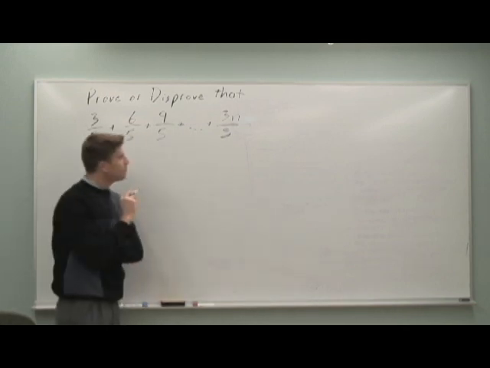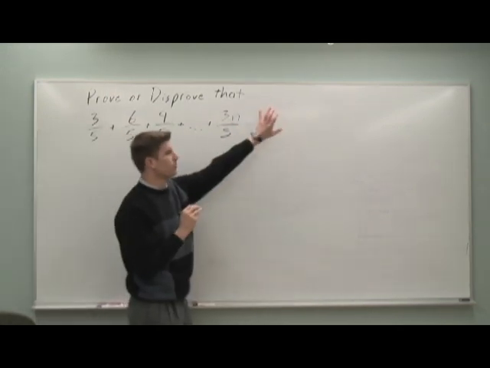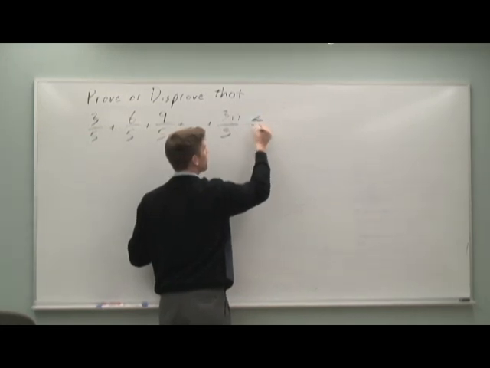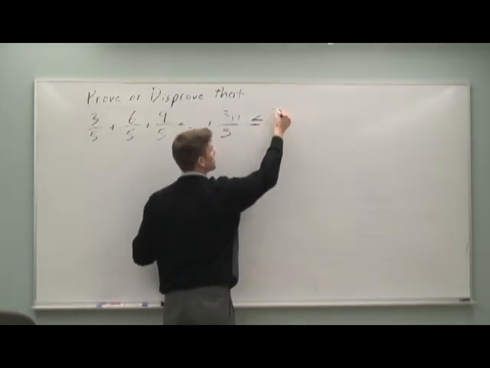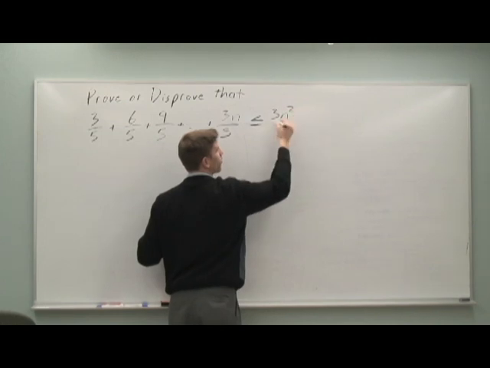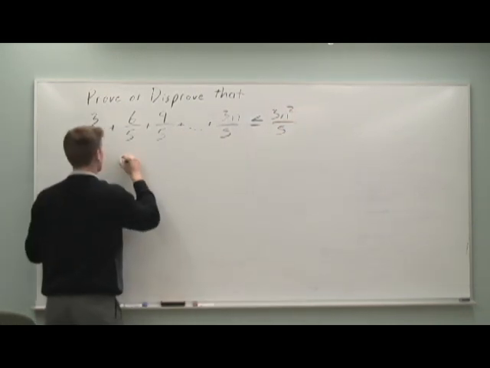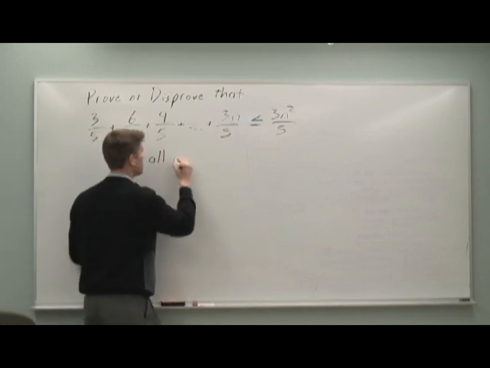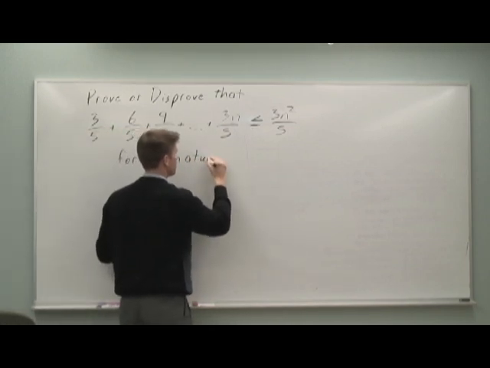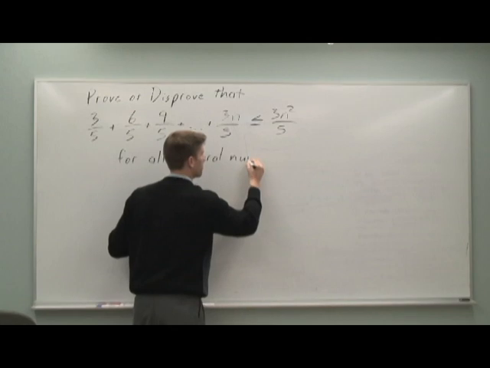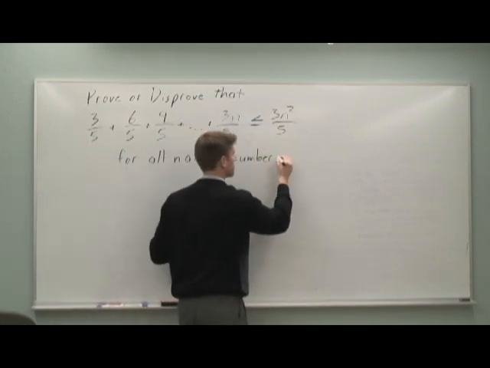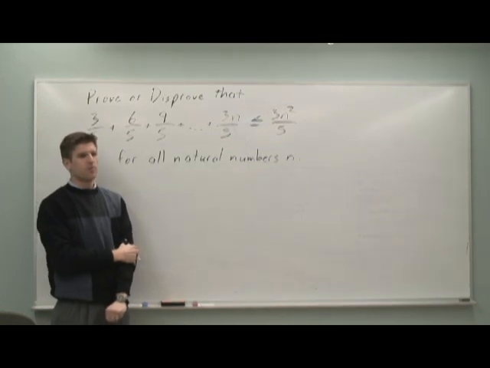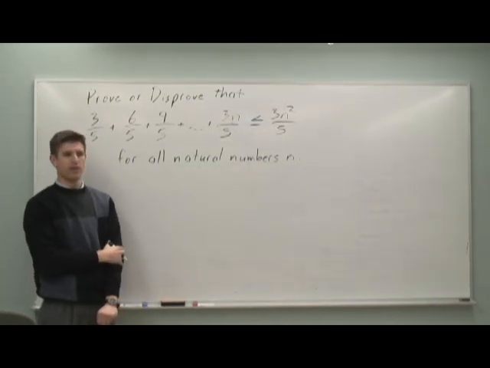And I'm debating with myself. There's some piece of me that would like you to show this, but I think I want to do an inequality. Let's see whether or not that is less than or equal to 3n squared over 5 for all natural numbers. Now, just because of space, you better have that written down because we're going to have to reuse it.